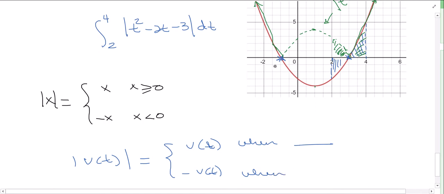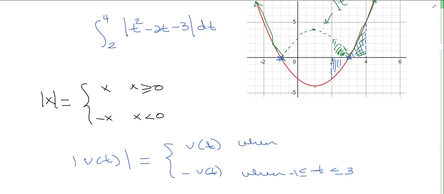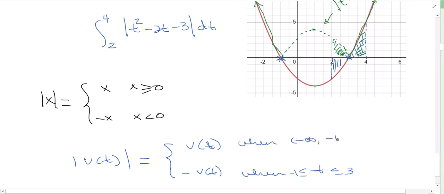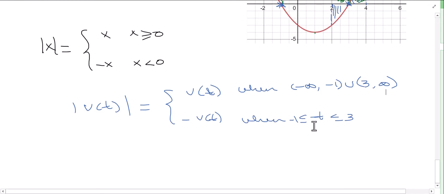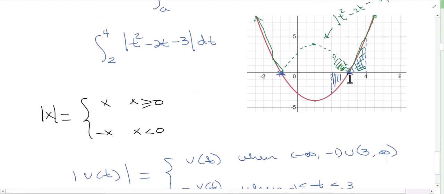So when t is between -1 and 3, it is going to be negative v of t, and the other places are going to be positive. So from -infinity to -1, union 3 to infinity, when it's positive we just leave the function alone, and between those values we take the negative of the function. Because our integral goes from 2 to 4, and 2 is before that point of intersection, we're going to have to split up this integral.